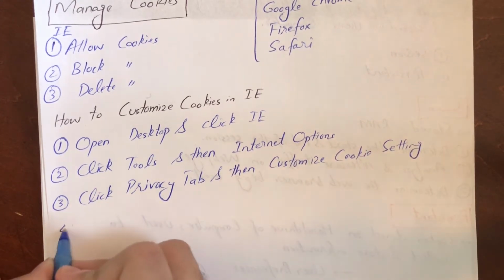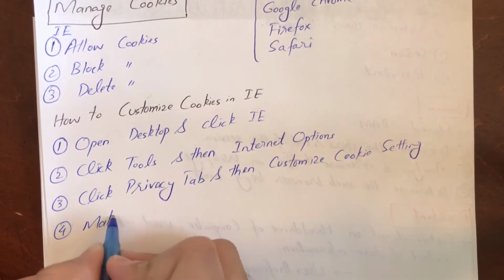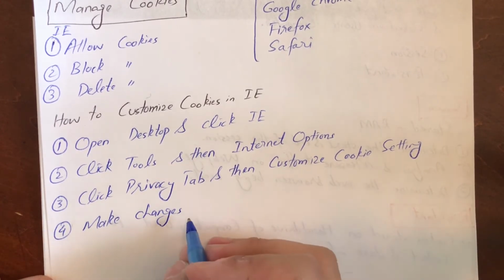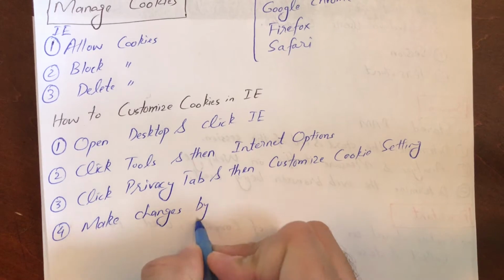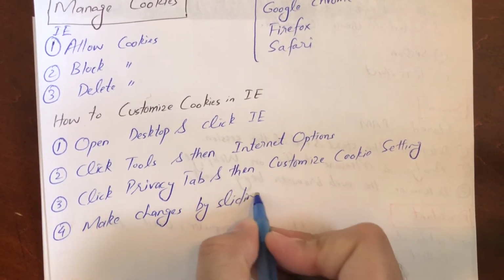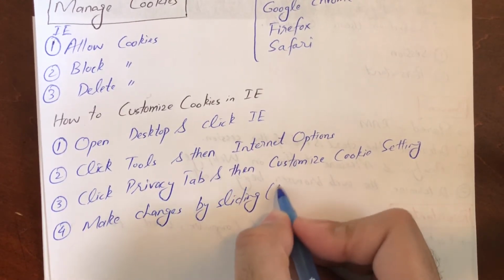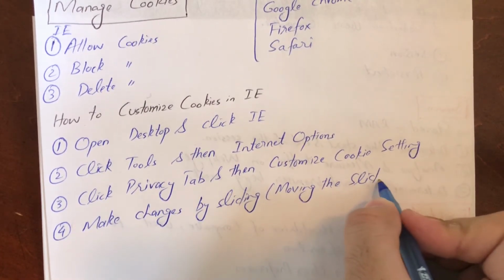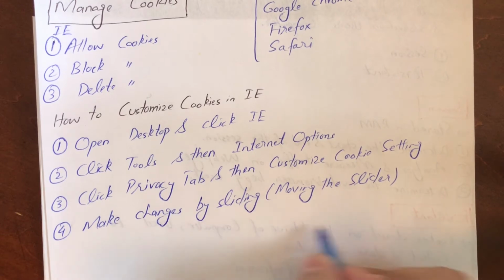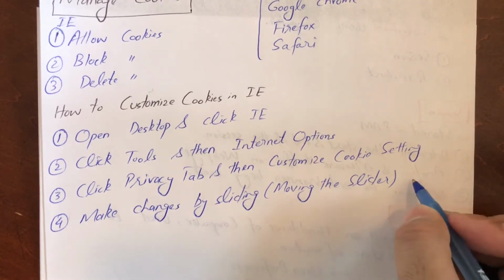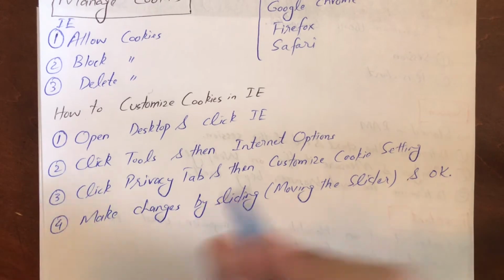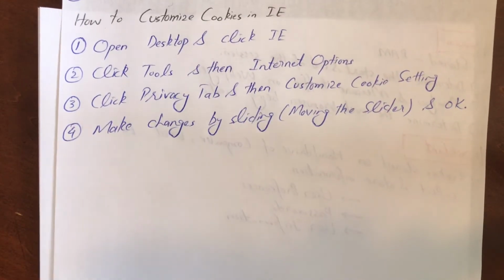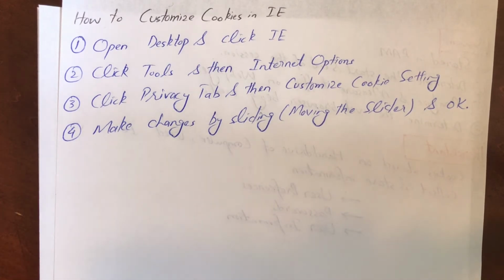Next is make changes, or make adjustments, customize it by sliding or moving the slider. So there is basically a slider. If you move it, you can make it high, you can make it medium, kind of secure and all that, and hit OK. So these are the four steps that we use in order to customize the cookies in Internet Explorer.